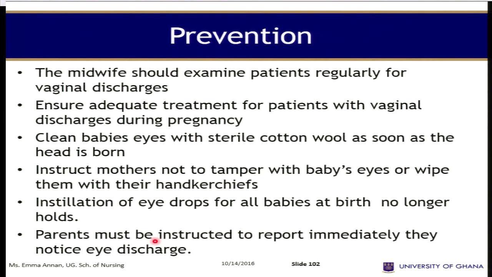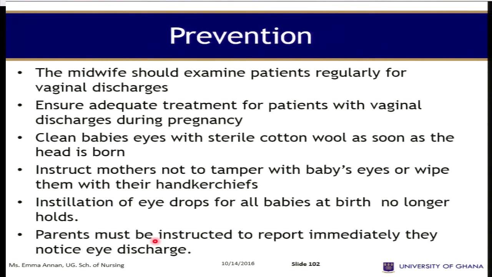Then instruct mothers not to tamper with the baby's eyes or wipe them with their own handkerchiefs. Sometimes they use their handkerchief, sometimes they use their clothing to clean the baby's eyes. We should tell mothers not to do that.